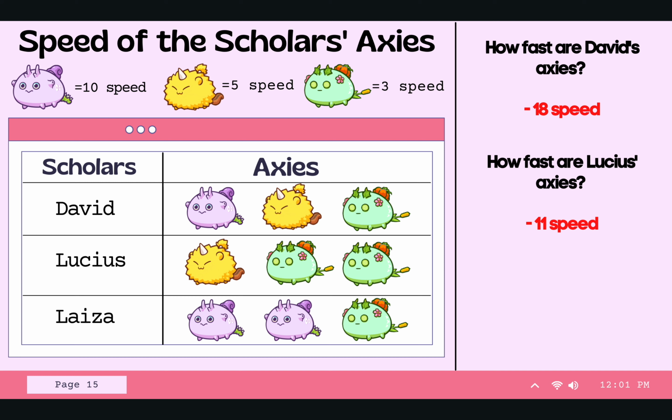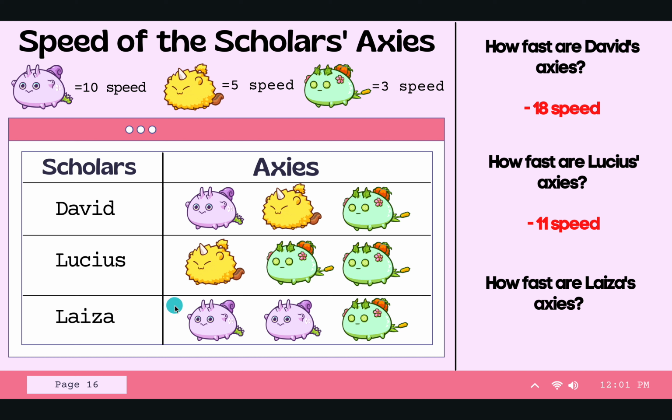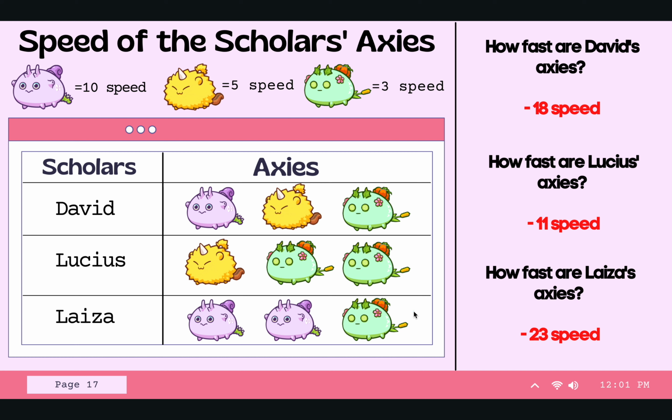Third question, how fast are Liza's axes? Liza has three axes too, and she has two violet axes, each equivalent to 10 speed, and a green axis, which is equivalent to 3 speed. If we add all up, 10 plus 10 plus 3 equals 23 speed. So Liza's axes have 23 speed.